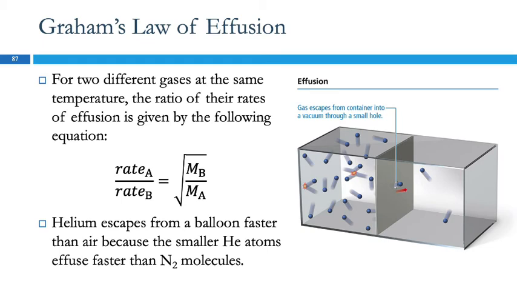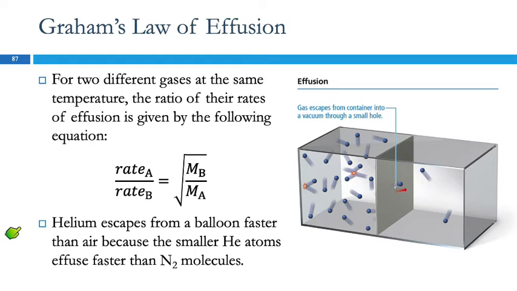So this is the mathematical statement of Graham's law of effusion. The rate of effusion of A, how fast the gas moves from here to here, divided by the rate of the other one, is equal to the square root of the mass of the second one divided by the mass of the first one. Those are molar masses.